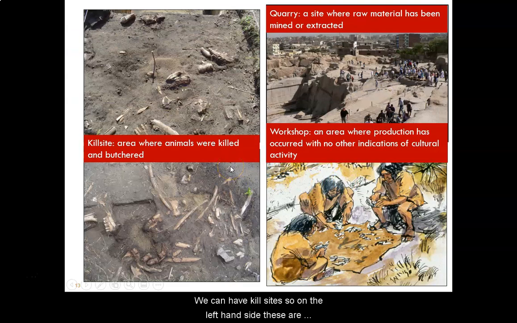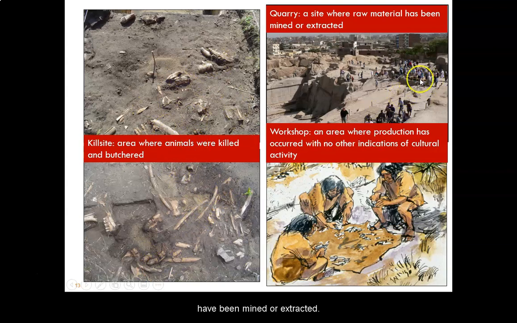We can have kill sites. So on the left-hand side, these are images from an archaeological site called Bodo. MacEwan has several important contexts, including field placement opportunities for students at Bodo. I worked there as a teaching assistant for 2 years, and it was a bison kill site. So we find lots of faunal remains, lots of bones of bison. You can see a bit of a jaw. There's some toe bones, lots of rib fragments and long bone fragments.